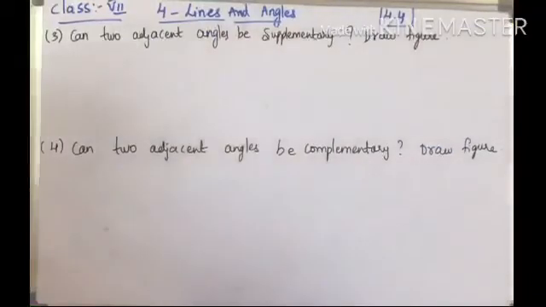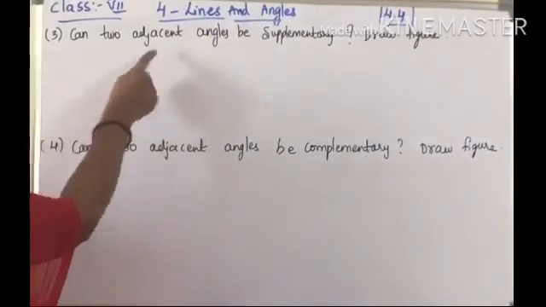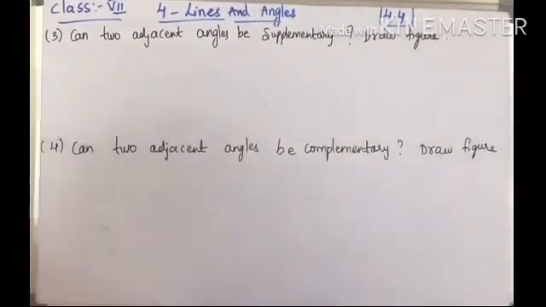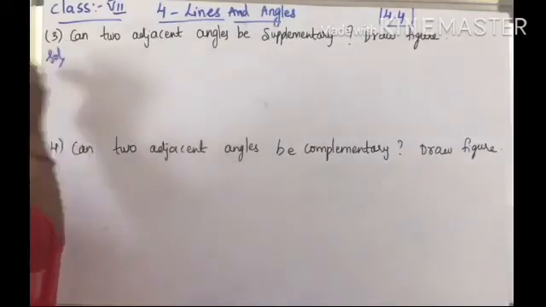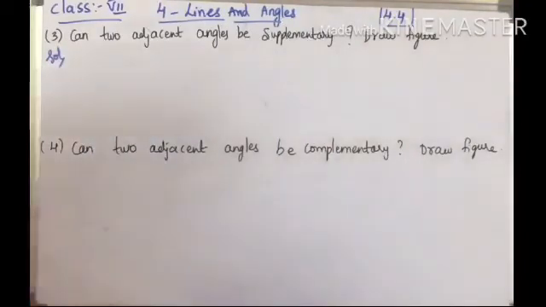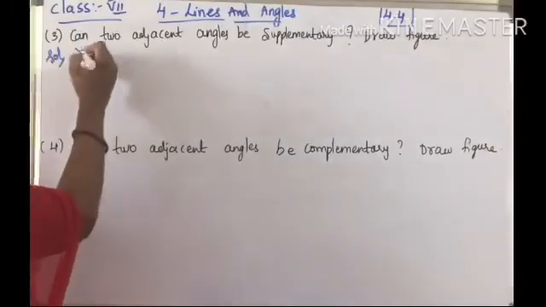Next, third question, children. Can two adjacent angles be supplementary? So first we will discuss what supplementary angles are. When you add two angles, if you are getting 180, then we call the two angles supplementary angles. Coming to this question, can two adjacent angles be supplementary? Yes, we can draw a figure.